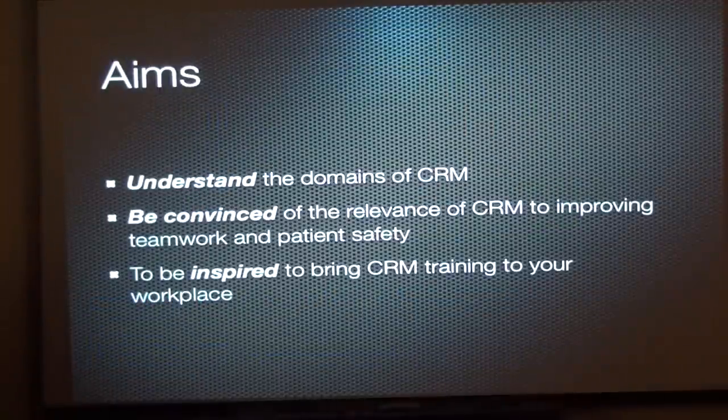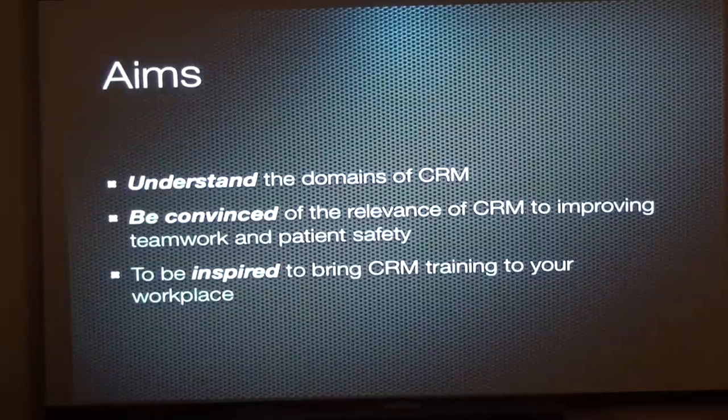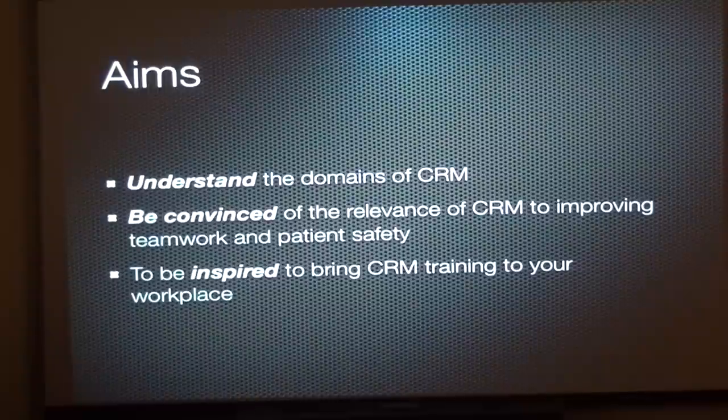These are my aims. Just to help you understand what CRM is and understand there are actually domains and spaces within CRM, to convince at least some of you that something of what I'm going to say this morning or this afternoon, or what we're training in the simulator, has relevance to improving teamwork and patient safety. And the last thing is to inspire some of you: some of the tools which I'll introduce this morning and we'll practice in the simulator this afternoon, you can incorporate into your clinical practice tonight or tomorrow. You can use them straight away.